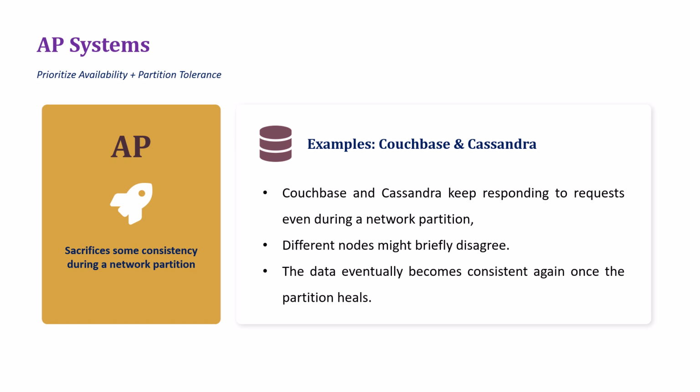Systems that prioritize availability and partition tolerance are called AP systems. Couchbase and Cassandra are good examples. They keep responding to requests even during a network partition, accepting that different nodes may briefly disagree, with data becoming consistent again once the partition heals.